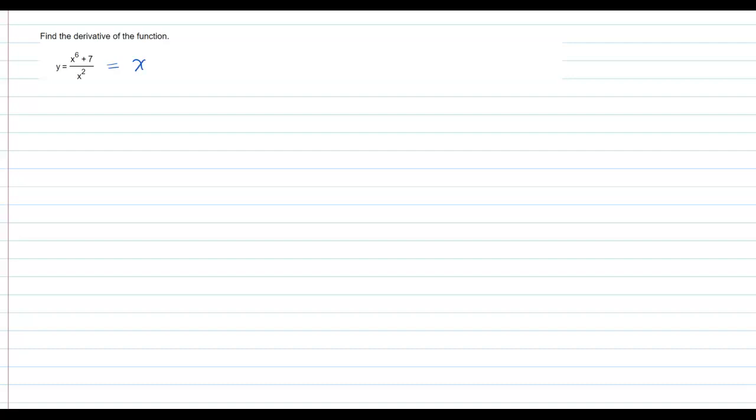This is equal to x to the 4th. So you divide x to the 6th by x squared. That is equal to x to the 4th, and then plus 7/x squared. Then write this as x to the 4th plus 7x to the negative 2. Then you can differentiate. Y prime is equal to 4x cubed plus 7 times negative 2x to the negative 3. So this is equal to 4x cubed minus 14/x cubed.